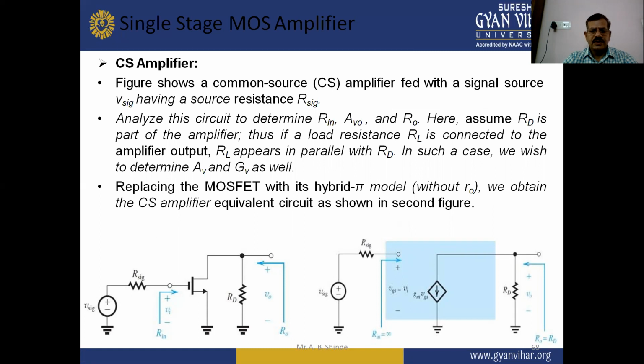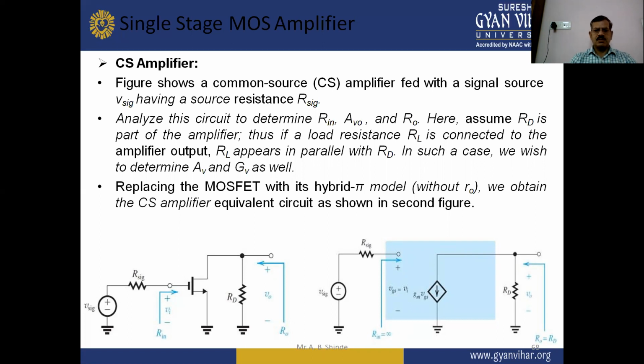So in this figure, we show a common source amplifier fed with a signal source V signal having a source resistance R signal. Analyze this circuit to determine R input, A_vo, and R output. Here we assume RD is part of the amplifier. Thus, if a load resistance RL is connected to the amplifier output, RL appears in parallel with RD. In such a case, we wish to determine A_v and G_v as well.